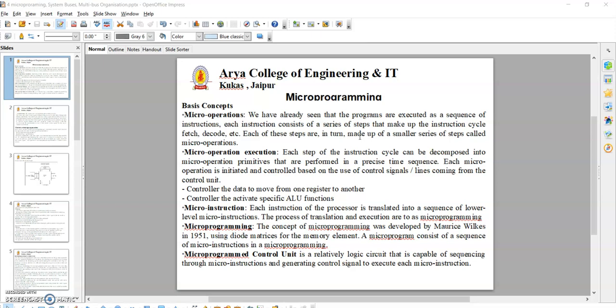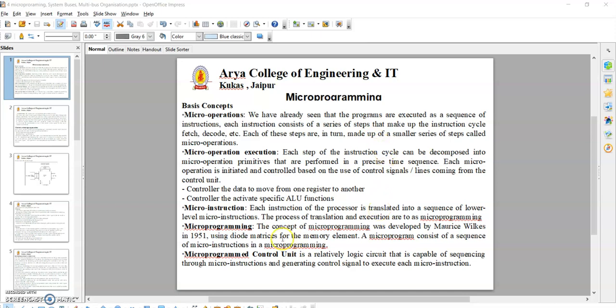Moving to micro instructions, every instruction of the processor is translated into a sequence of lower level micro instructions, and the process of translation and execution is known as microprogramming. So we move to the microprogram control unit, which is a relatively simple logic circuit that is capable of sequencing through the micro instructions and generating the control signals to execute each micro instruction.